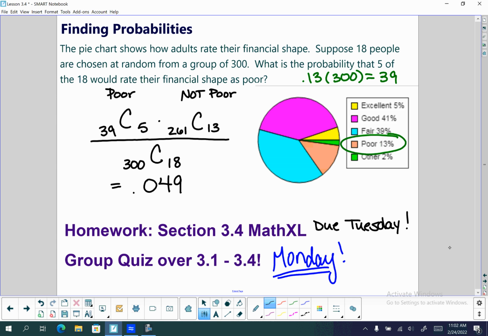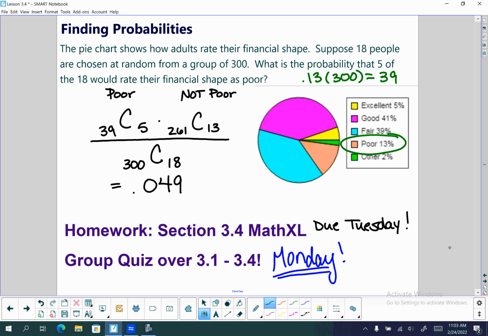Okay. All right. So MyMathXL assignments are pretty much due every other day. So you had 3-1 due last night. 3-2 is due tomorrow night. 3-3 is due Sunday night, and 3-4 is due Tuesday night. Every other day you've got an assignment.